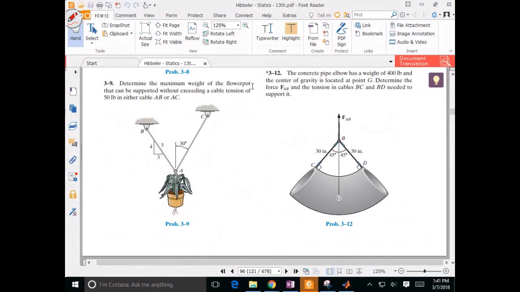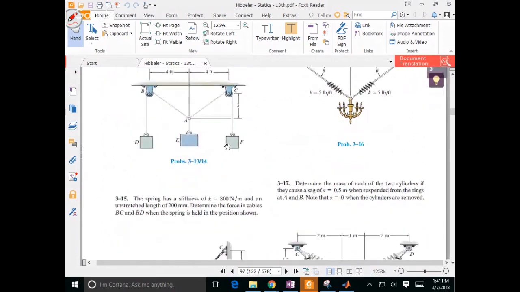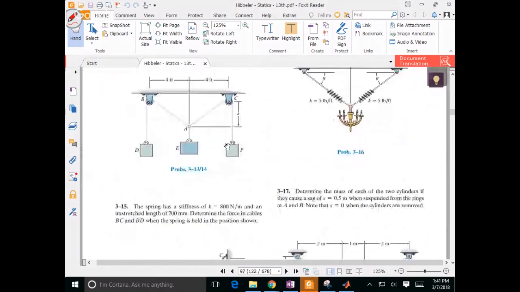Determine the maximum weight. Okay, well, I would say the weight of the pod is whatever. What's the tension in this cable? What's the tension in that? That's the extent of it. So, yeah, go ahead.